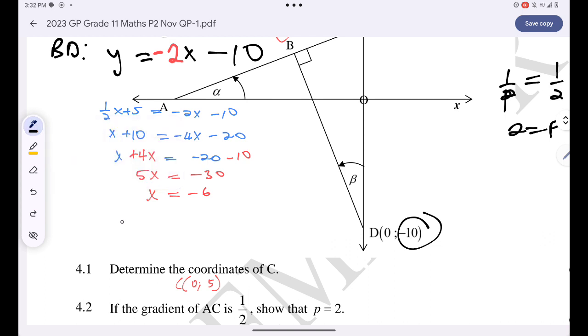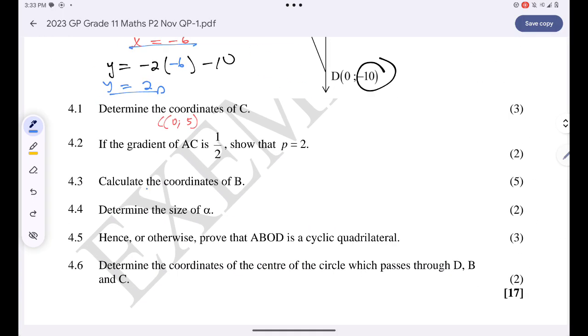I know that y is equal to negative 2x minus 10. Whenever the x value is negative 6, I just want to find the corresponding y value. The corresponding y value will be 12 minus 10, that's 2. So this simply means that the coordinates of B, x is negative 6 and y is positive 2. The coordinates of B, I have negative 6 and 2.